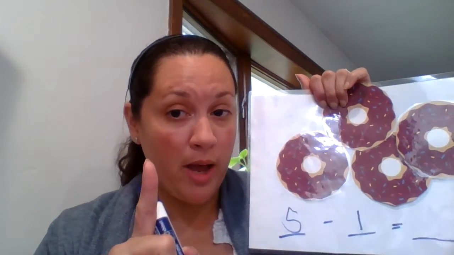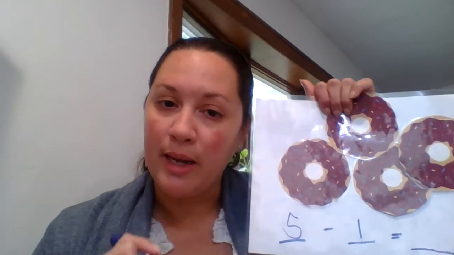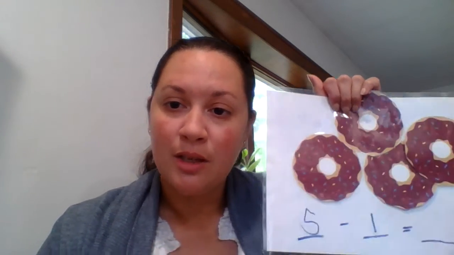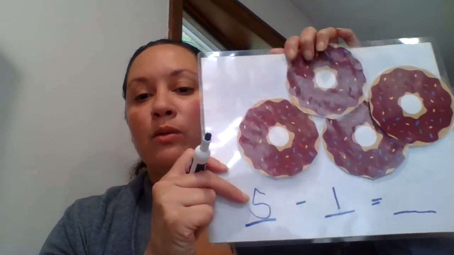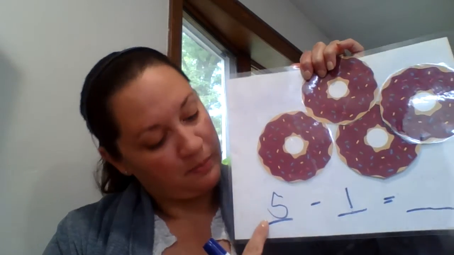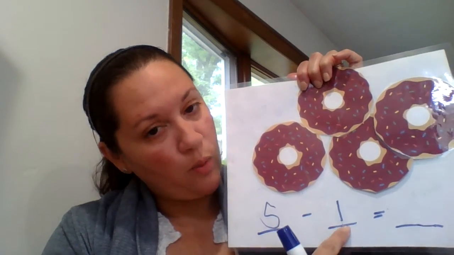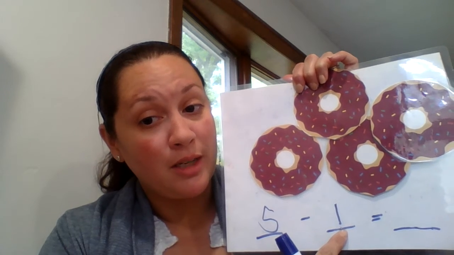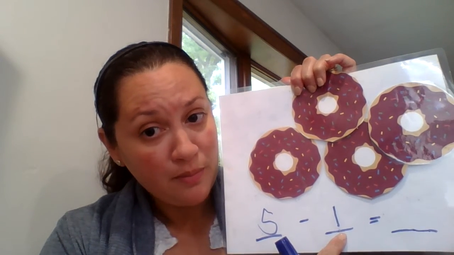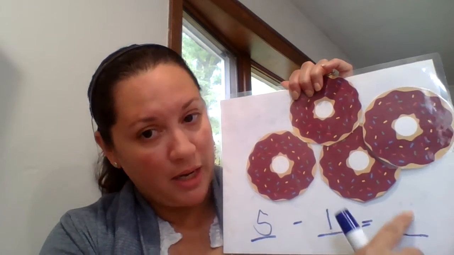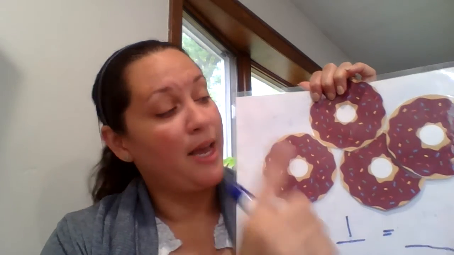So I get to put the number 1 here because we took 1 away. How many donuts are left? Well, now we have to count and find out. We had 5. We took 1 away. Well, Scarlett, Catherine, and Angie took 1 away. How many are left? Let's stop and count.